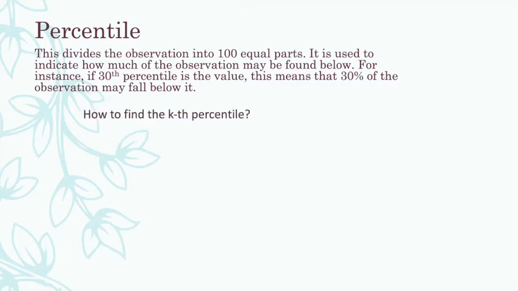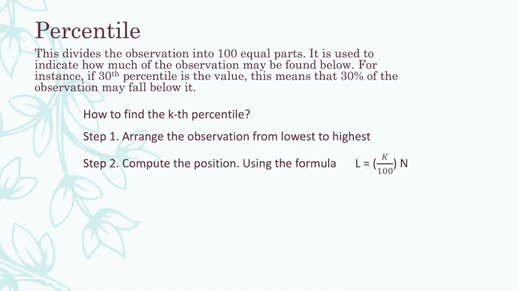So how to find the K term, or let's say the 50th term, the 51st term, the 25th term, or the 99th term? How do you find the K term or the K percentile? Step 1, arrange the observation from lowest to highest. Step 2, compute the position. So how do you compute the position?